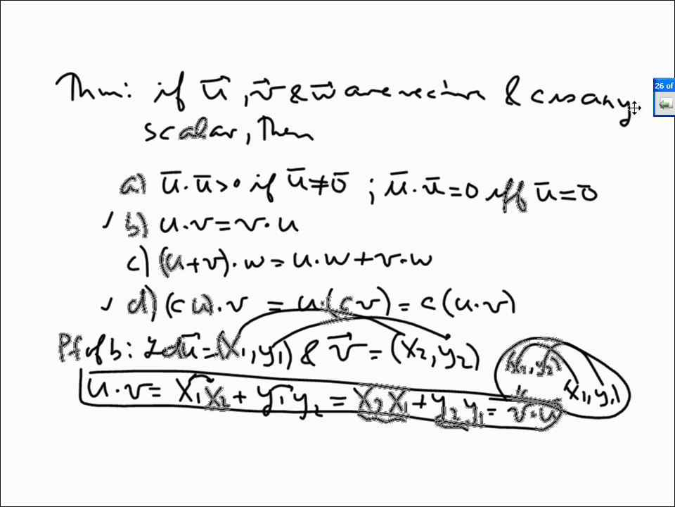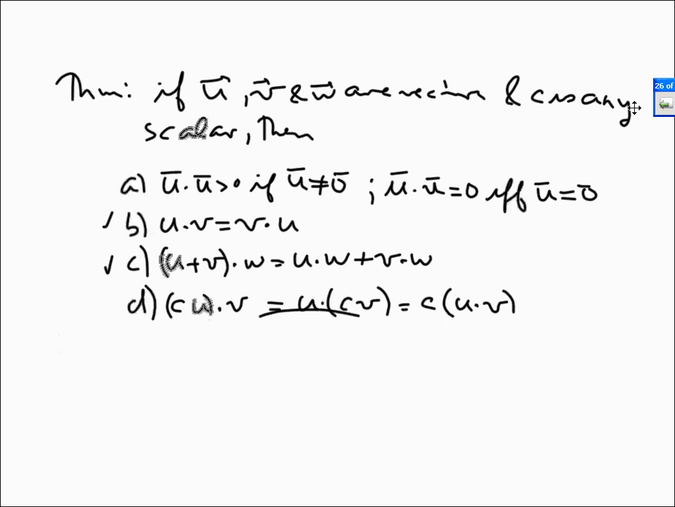Now, how about we prove C instead? We proved B, now we're going to prove C. And let me have that extra space. So we're going to prove property C. Theorem C. To save some space, U is x1, y1, V is x2, y2, and W is x3, y3. So proof for C.